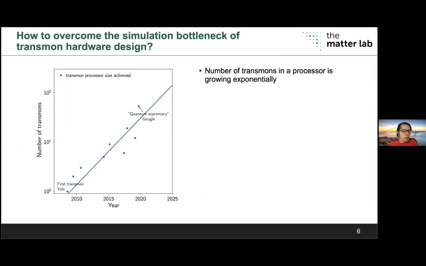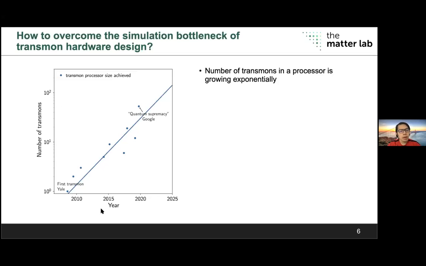So let me give you a brief idea of the past history. Now let's focus on transmon quantum hardware devices, the typical superconducting circuit device that is widely used by Google and IBM machines. It started off with the first experiments done at Yale, close to 2008 or so, and all the way up to the Google experiments done in 2019. This is a plot of the number of transmons versus the years along the way.